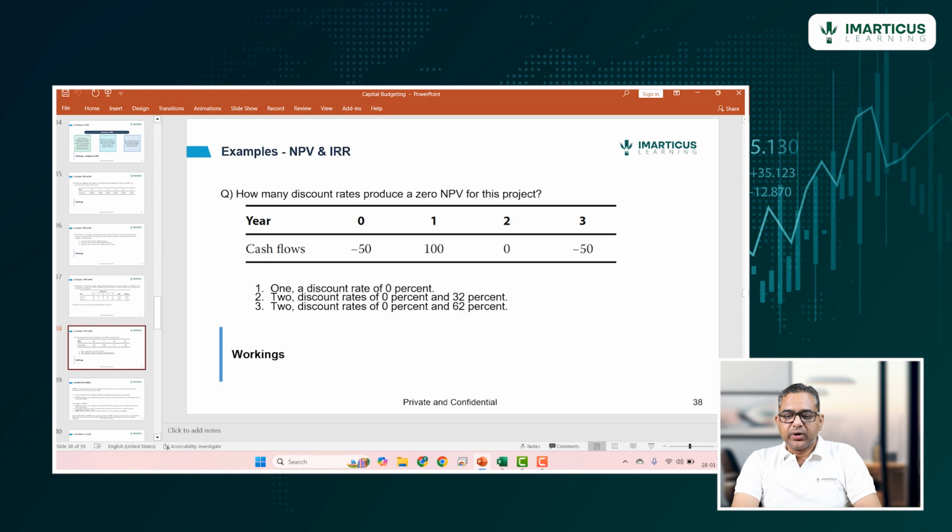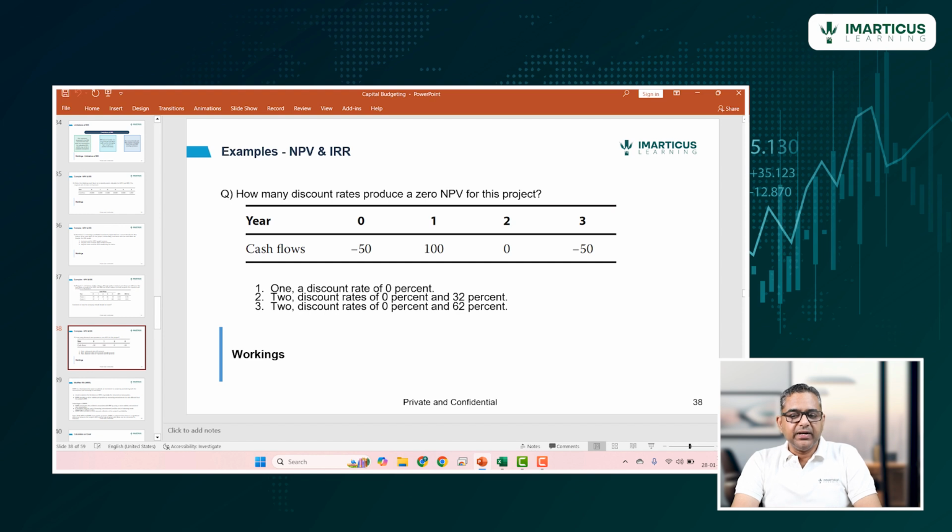Okay, let's look at one more question. How many discount rates produce a 0 NPV for this project? Let's look at the cash flows for this project: -50, 100, 0 and -50. So it is a non-conventional cash flow pattern where the sign changes more than once.